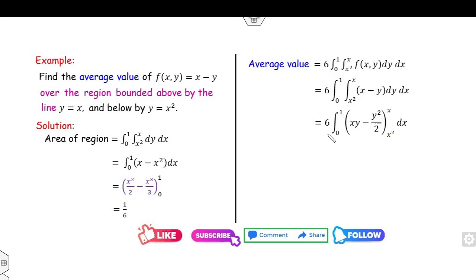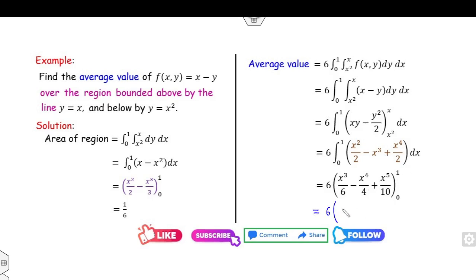What is the integration of this part? It is x cube over 6, x to the 4 over 4, x to the 5 over 10. Now for the final answer: 1 over 6, 1 over 4, 1 over 10, minus 0, minus 0, minus 0. Now you can take the LCM and you will get the right answer as 1 over 10.